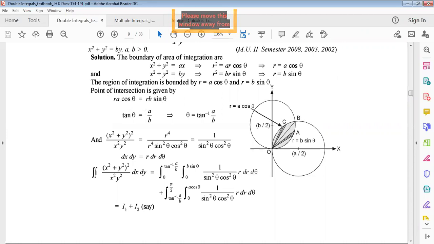That means tan theta equals what? The angle will be tan inverse a by b.